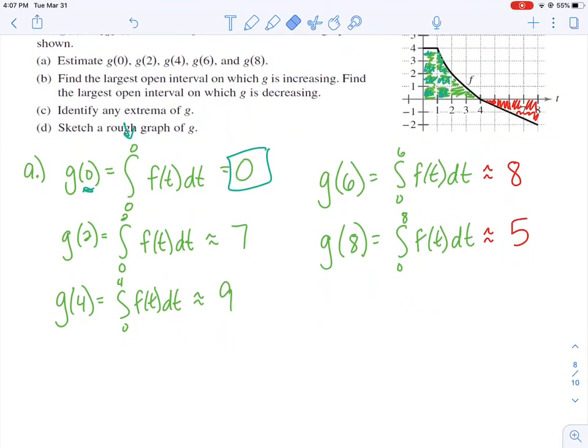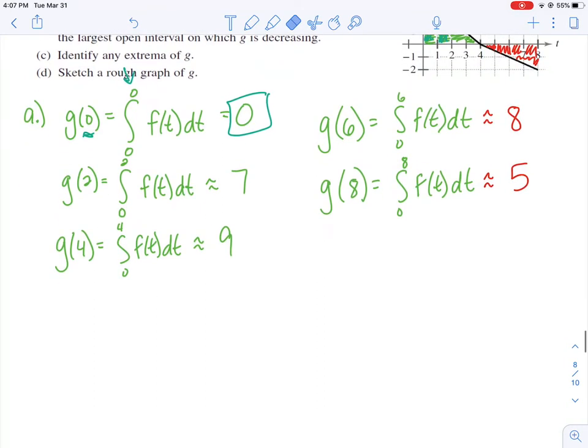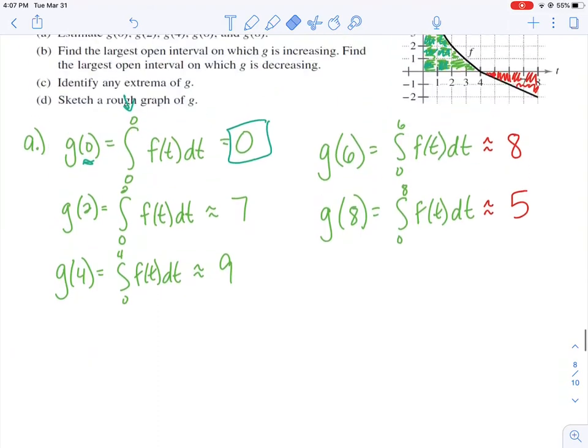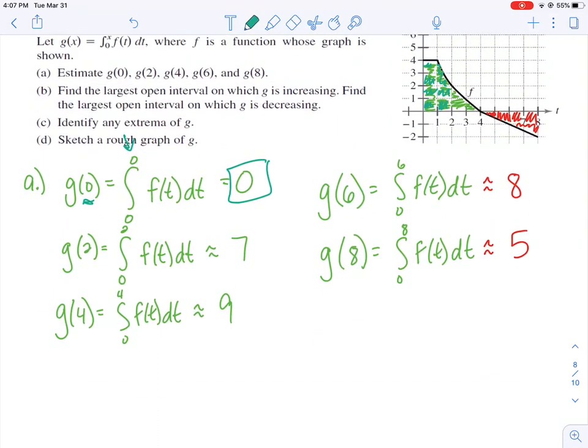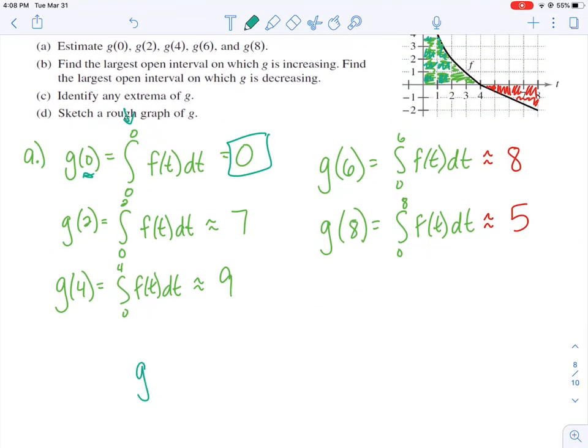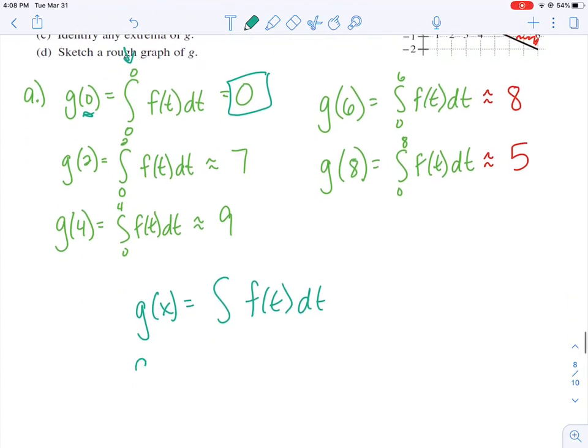All right. Part B says find the largest open interval on which g is increasing. Now, if g is the integral of f of t, and I want to figure out where g is increasing, don't I have to figure out where g's derivative is positive?